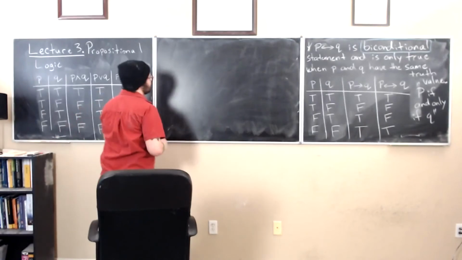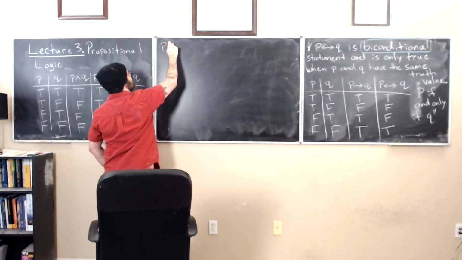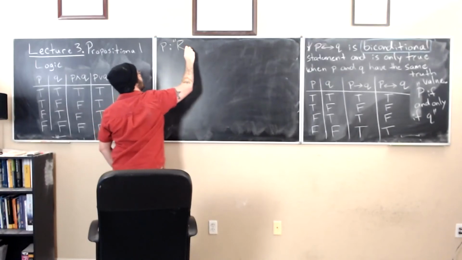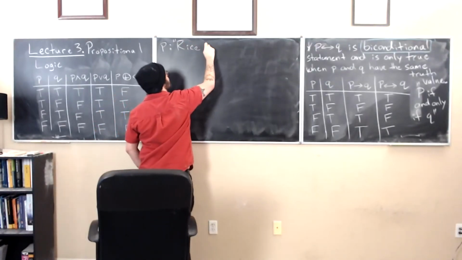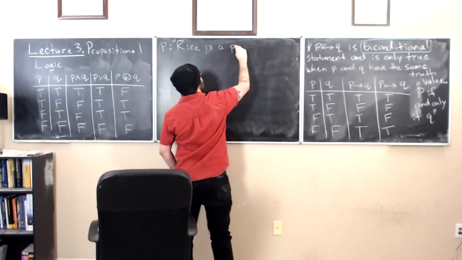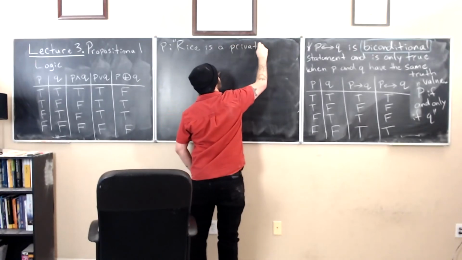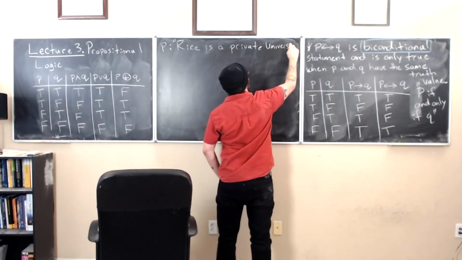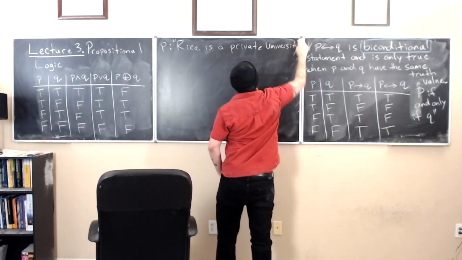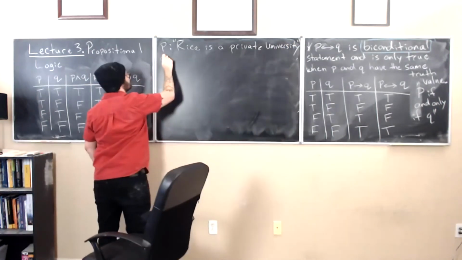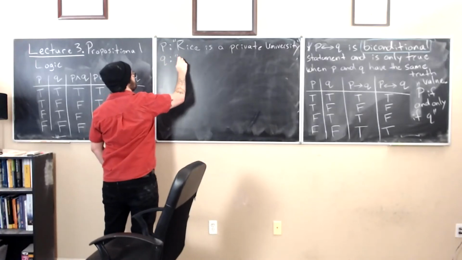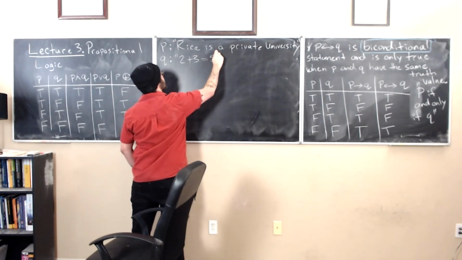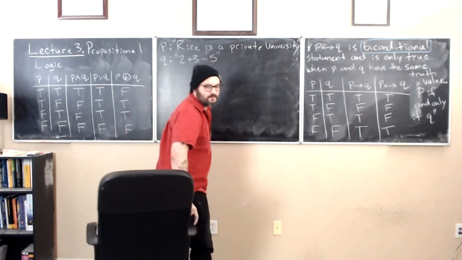So I'm going to shorthand P and say that it was the proposition Rice is a private university. And Q was the proposition 2 plus 3 is equal to 5. So those were our two example propositions.